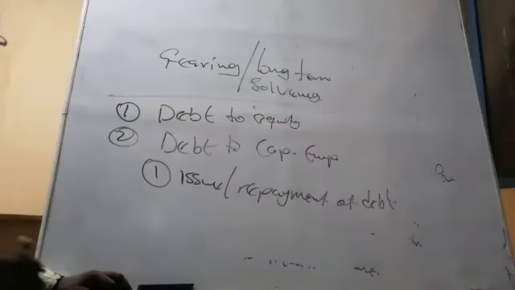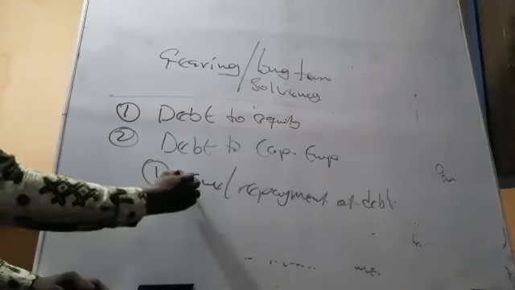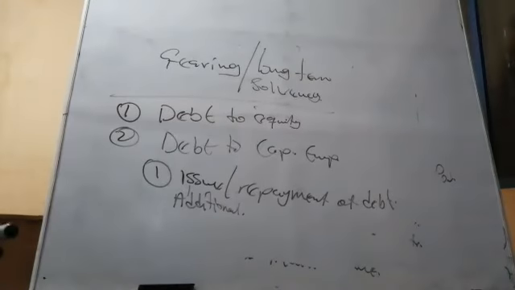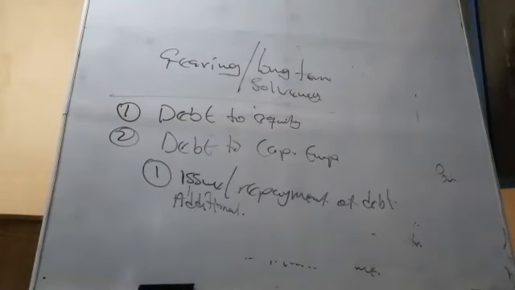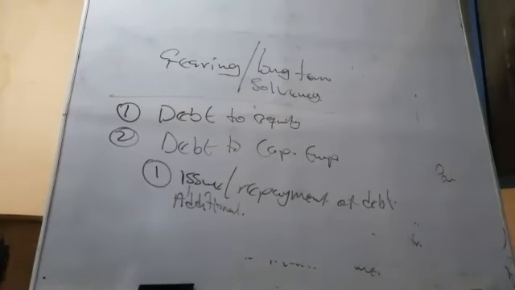Check whether they have increased their loan, or reduced the loan, or repaid part of the loan, or gone for additional loans. Issue means additional. So additional or repayment of debt will affect your debt to equity. If you issue new debt, it will increase the debt and hence debt to equity will be increased. The same thing applies to debt to capital employed.